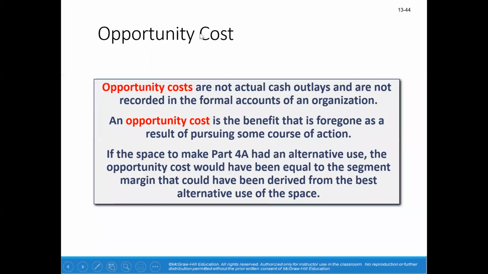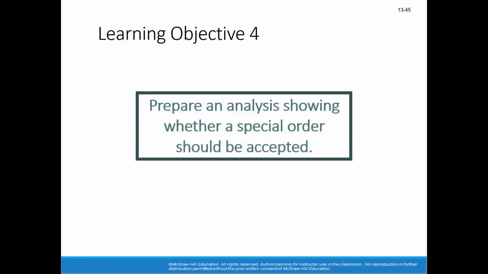And opportunity costs are not actual cash outlays. An opportunity cost is the benefit that is foregone as a result of pursuing some other course of action. If the space to make part 4A had an alternative use, then the opportunity cost would have been equal to the segment margin that could have been derived from the best alternative of that space.